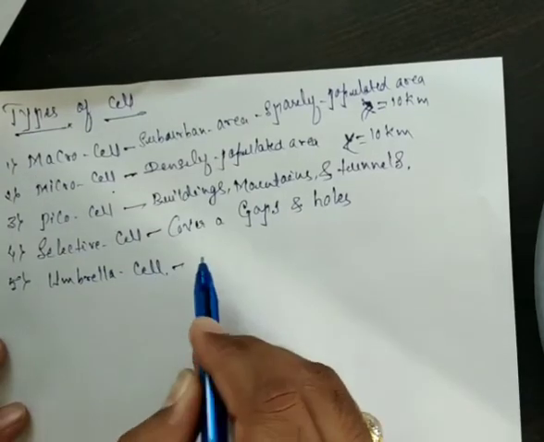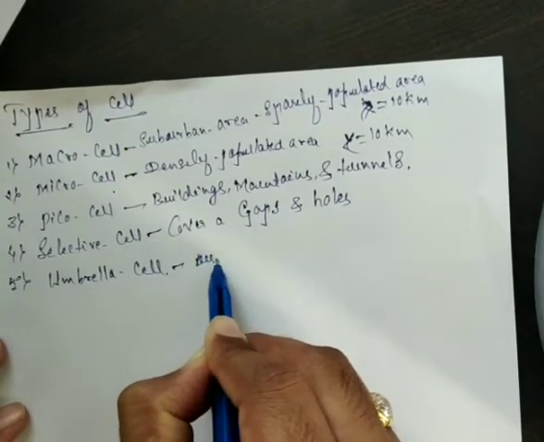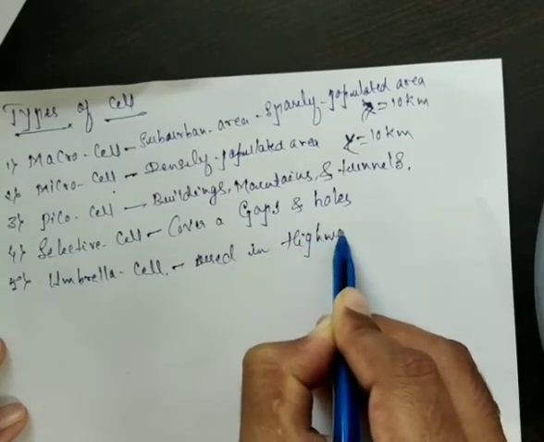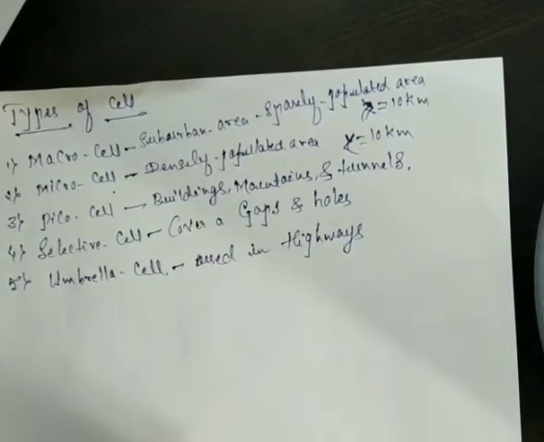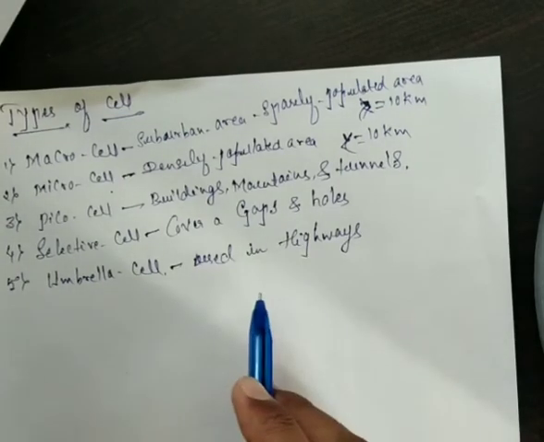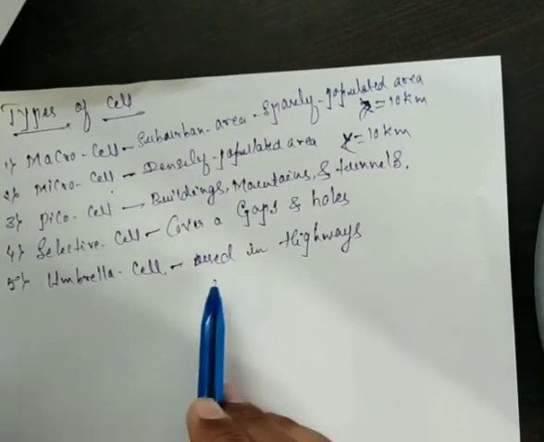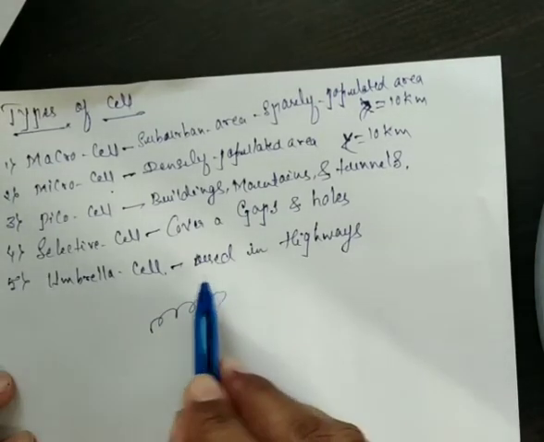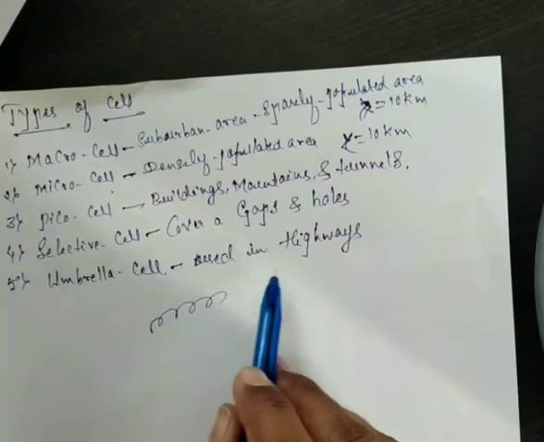And the last, umbrella cells are used on highways. When the user is crossing a number of base stations, he uses an umbrella cell for a number of BTS, as the BTS will keep changing like this. That is why umbrella cells are used on highways.